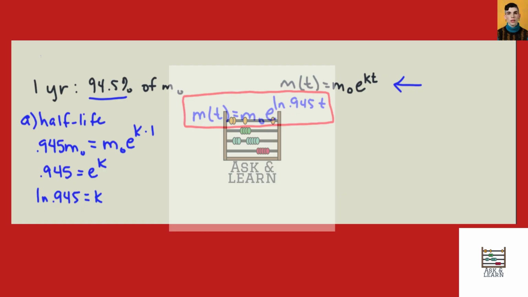Now we're going to use it to find the half-life. And half-life is the time it takes to decay to half the amount. So if we're starting with m naught, we would be ending with 1/2 m naught. 1/2 m naught equals m naught times e to the natural log of 0.945 t. Divide both sides by m naught, and we're left with 1/2, and I'm just going to write it as 0.5.